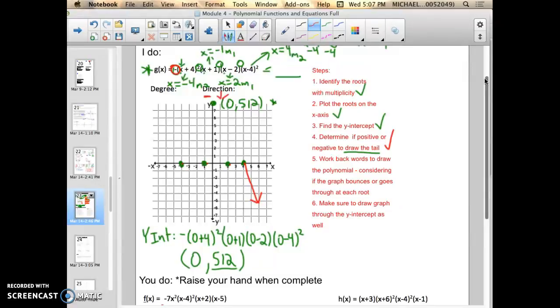Step 5 is working backwards to draw the polynomial. Now, this is where you consider multiplicities, and that's why it was so important to do it. Step 1, identify the roots with multiplicities. Again, remember, it bounces. You have to consider, does the graph bounce or go through at each root, depending on the even or odd multiplicities. So, I'm going to work backwards, and I'm going to change colors just to show you my thought process. You don't have to draw these dots, but this is what I think when I do this. I start at the tail, all right? I work backwards. I understand we usually go left to right, but in this case, I'm going to work backwards.